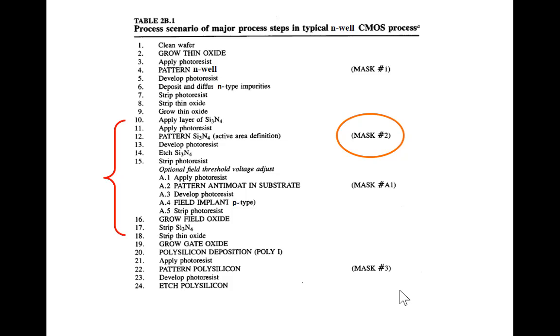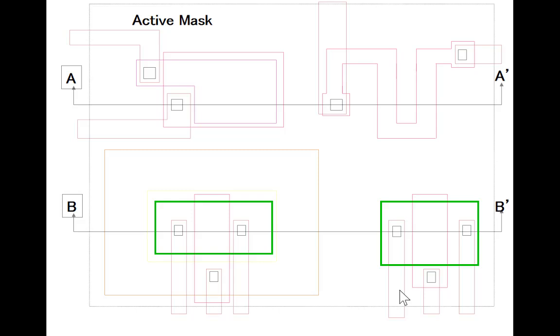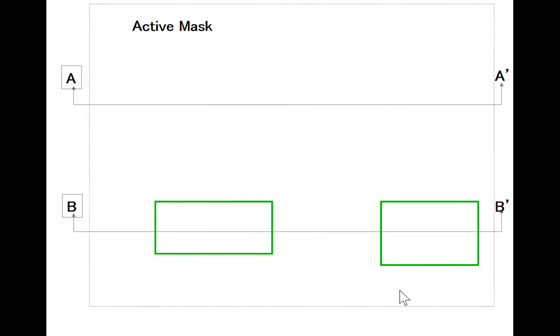Apply silicon nitride, apply photoresist, pattern silicon nitride, develop the photoresist, etch silicon nitride, strip photoresist, grow field oxide, strip silicon nitride, strip thin oxide. So a lot of steps along here. So here's the active. Active will show up here, which is going to be the P-channel transistor. It's going to show up here with the N-channel transistor. Notice we do them both at the same time. So the active mask looks like this.